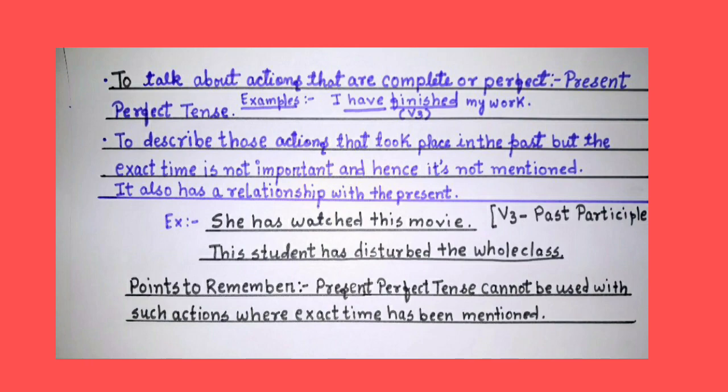Points to remember in present perfect tense is that present perfect tense cannot be used with such actions where exact time has been mentioned. So, we cannot use the sentence in this way, I have played in the morning, because the moment you are using the exact time, we cannot use present perfect tense. So always remember, in present perfect tense, we will use the third form of verb, that is the past participle form of the verb. And we will also use the helping verbs has or have based on the subject.